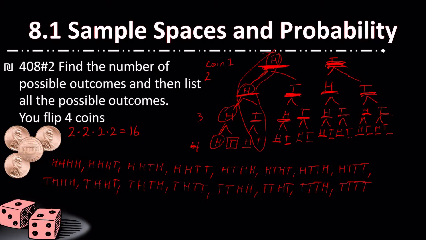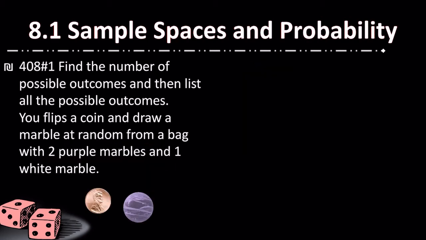No 2 of them are the same. They're all different from each other. Those are all the possible outcomes. So then we could do things like find how many different ones have only one head or whatever. Why don't you try number 1 on page 408.